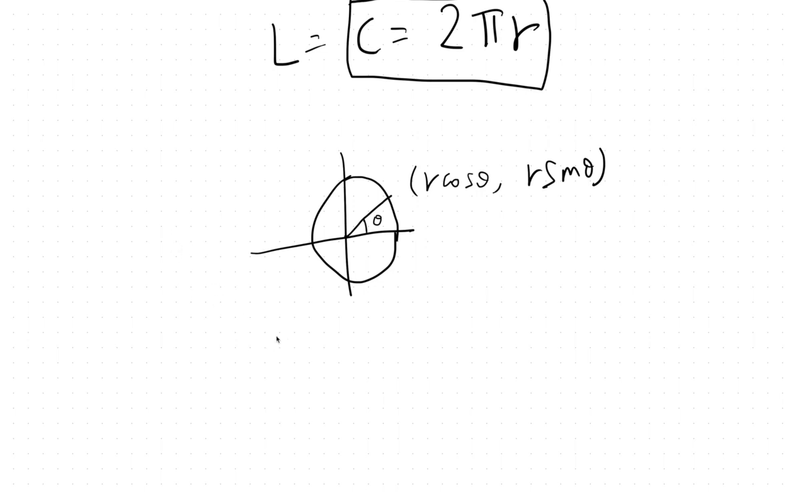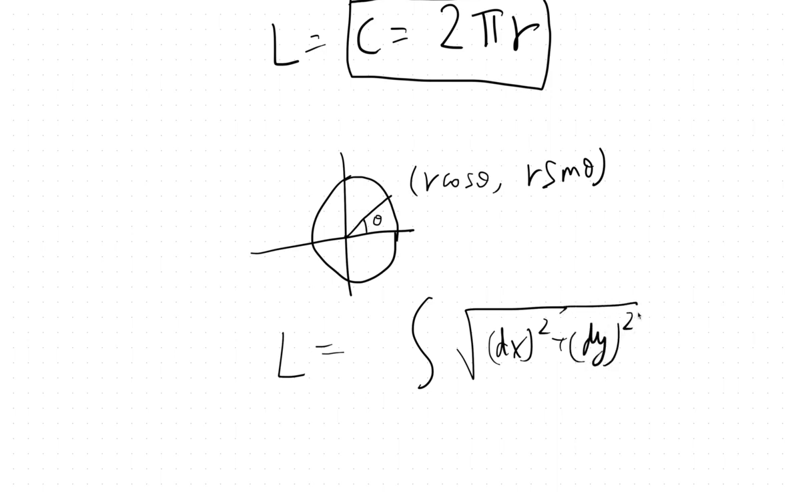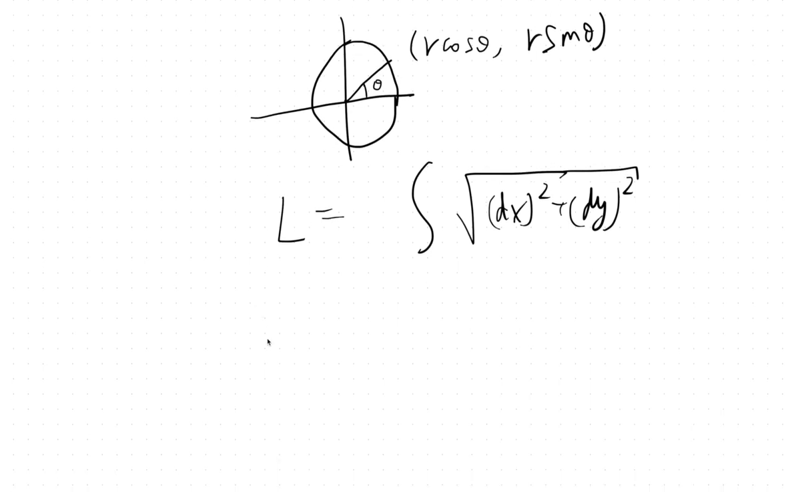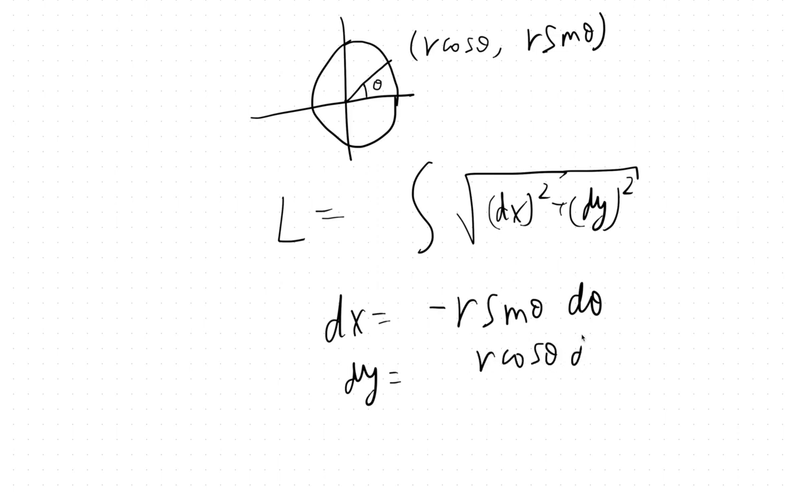And in the video where I talked about the arc length, we can write the length as the integral of the square root of (dx)^2 plus (dy)^2. So we can see over here that if we take the derivative of both sides with respect to theta, dx is equal to minus r sine theta d theta, and dy is equal to r cos theta d theta.